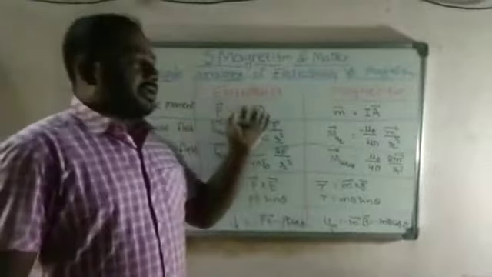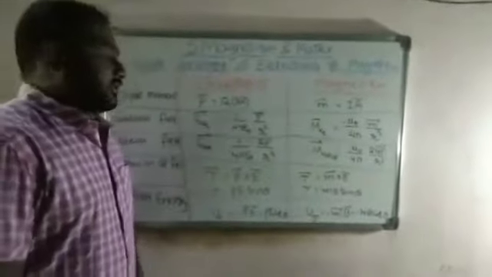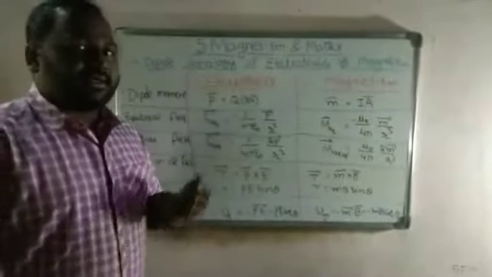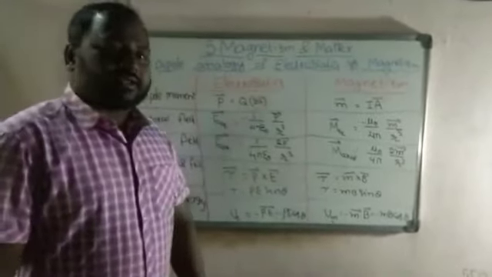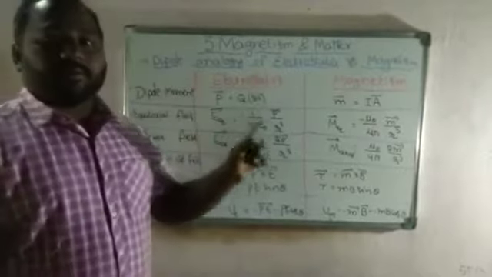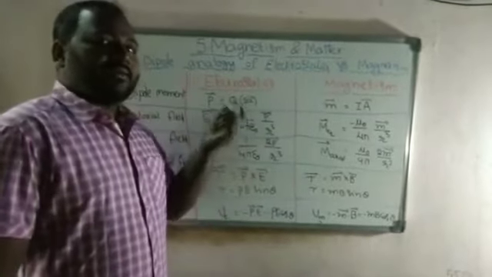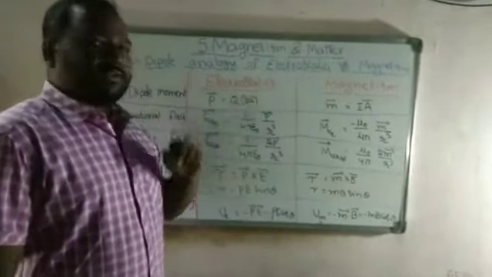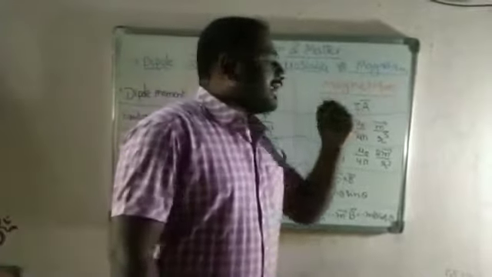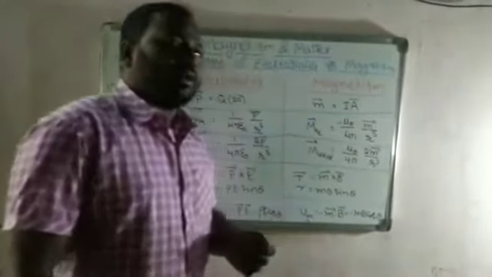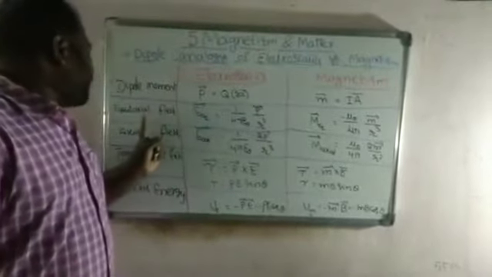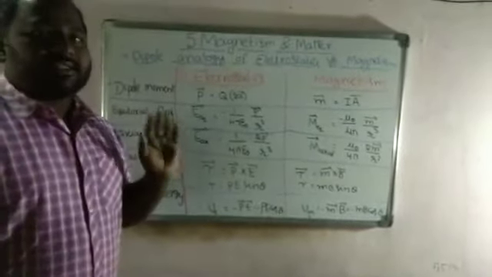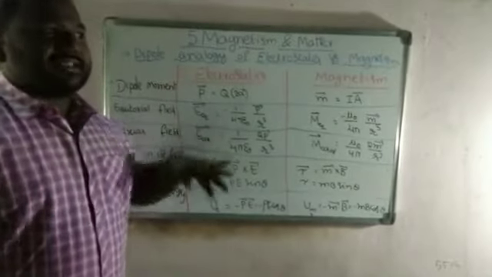Once again see the analogy. To remember, they are going to ask a 2 mark question: what is the analogy of the dipole between electrostatics and magnetism? See here, first one is dipole moment. Electric dipole moment is the product of charge and length of the dipole. Here magnetic dipole moment is the product of current and cross sectional area. Next one is equatorial field, that is at 90 degrees to its axis.